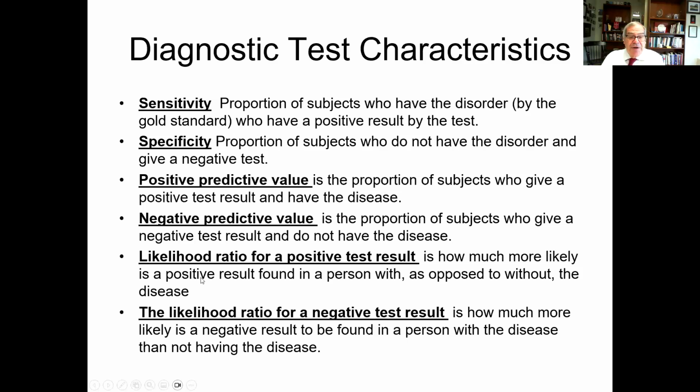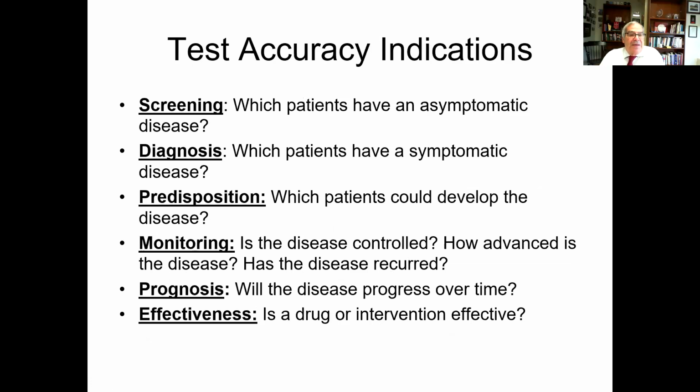The likelihood ratio for a positive test is how much more likely the positive test is found in a person with the disease as opposed to without it. And the likelihood ratio of a negative test is how much more likely the negative result is to be found in a person with the disease as opposed to not having the disease. So these are the parts of the equation that we would want to think about.